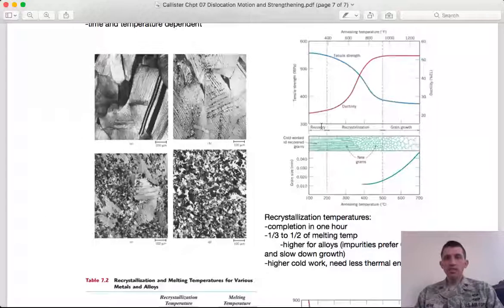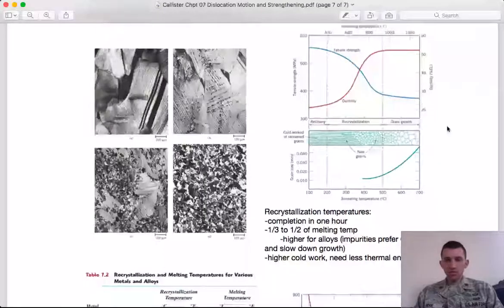And I can see here, if I start at the beginning, I've cold worked it a lot, so that gives me a high tensile strength and low ductility. Remember, it's a trade-off. As I increase the temperature, I get recrystallization. So no longer do I have as high of a tensile strength because I'm reforming strain-free grains. So I'm getting back that ductility, trading off the tensile strength, as my grains are getting larger, eventually reaching a steady state.